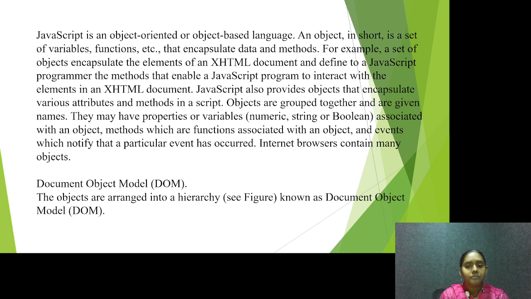Objects are grouped together and are given names. They may have properties or variables, numeric, string, or boolean, associated with an object; methods, which are functions associated with an object; and events, which notify that a particular event has occurred. Internet browsers contain many objects. The objects are arranged into a hierarchy, and that is what is known as the document object model.